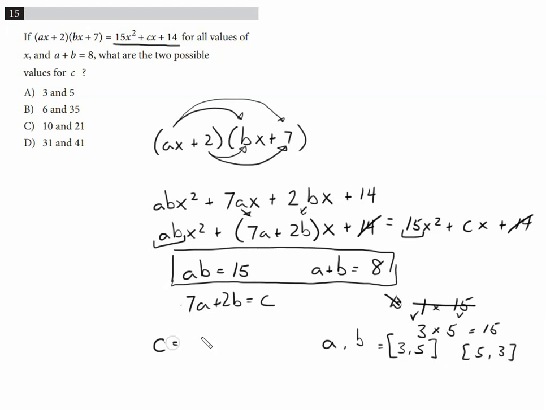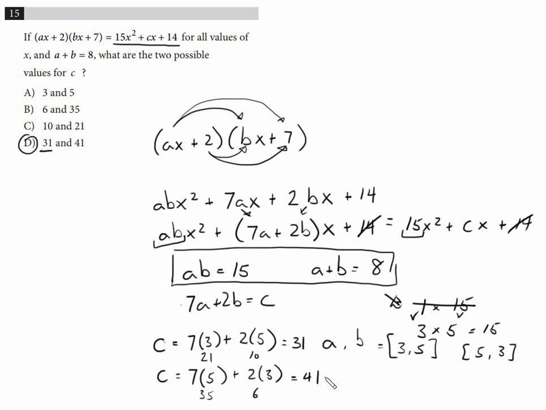So c can either equal 7 times 3 plus 2 times 5, which is 21 plus 10 gives you 31. So here we can already see that the answer is going to be D. But if we finish this equation, then we can flip the order and do 7 times 5 plus 2 times 3, or 35 and 6, that equals 41. So now we've just confirmed that the answer is D.